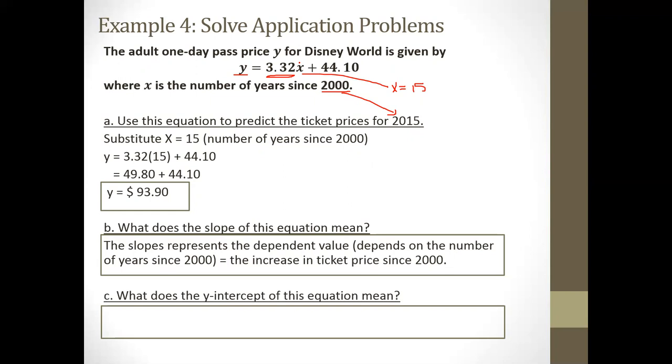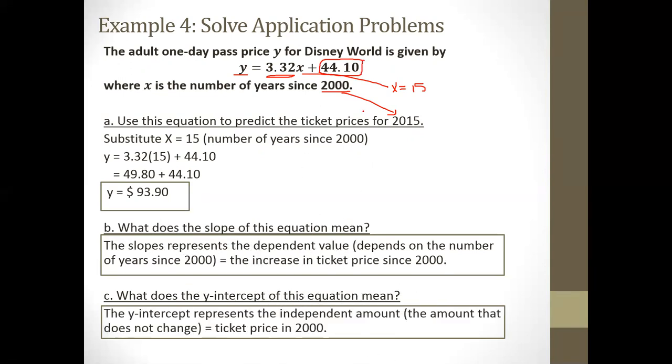Part C, what does the y-intercept mean? What does this $44.10 represent? That represents the constant amount. It doesn't matter how many years after 2000, you always have that 44.10. And that price remains the same since the year 2000.